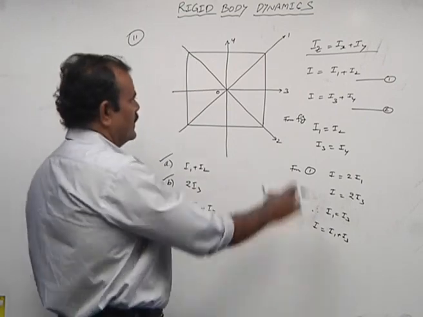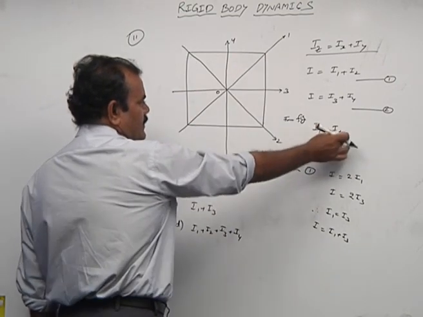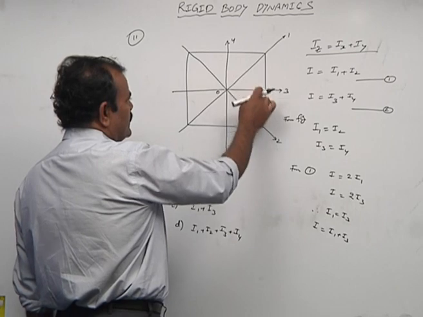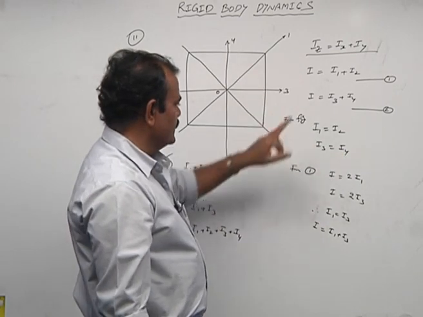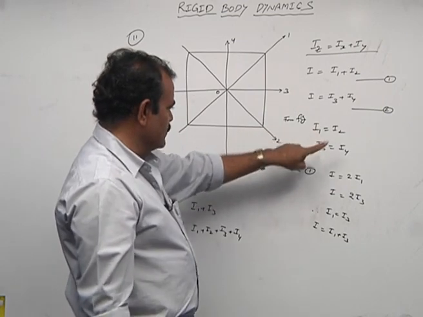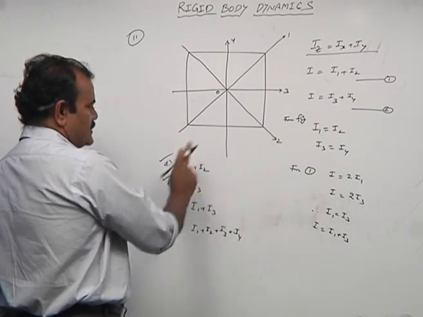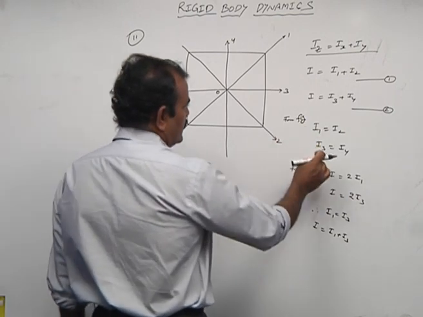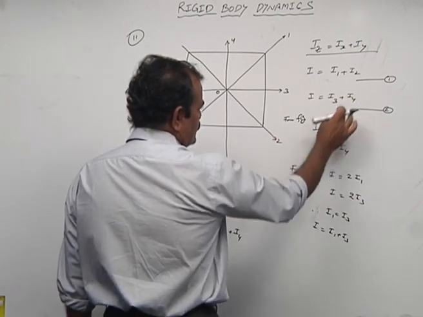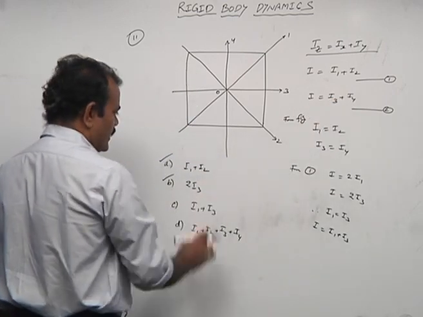These are symmetrical. I1 is equal to I2, that's why these are the same, and I3 is equal to I4, that is also the same. And from 1 you can take I1 is equal to I2, and these are the results. I is equal to I1 plus I2, and if you substitute I3 in place of I4, then you get 2I3 also.